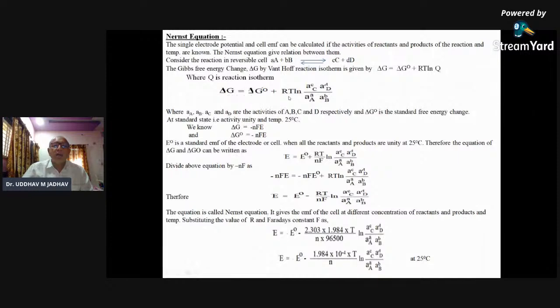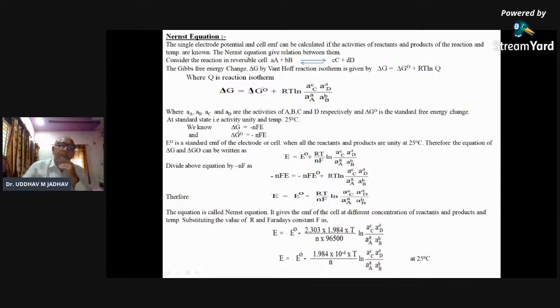So delta G is equal to delta G naught plus RT ln of activity of C to power c, activity of D to power d, divided by activity of reactant A raised to power a and activity of reactant B raised to power b. Here a of A, a of B, a of C, and a of D are the activities of reactants A, B and products C and D, and delta G naught is the standard free energy change.